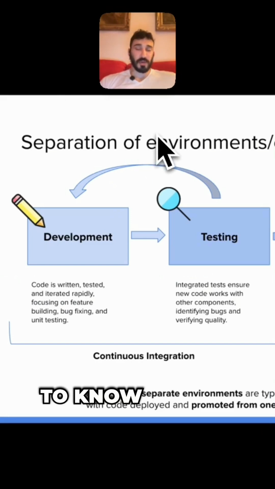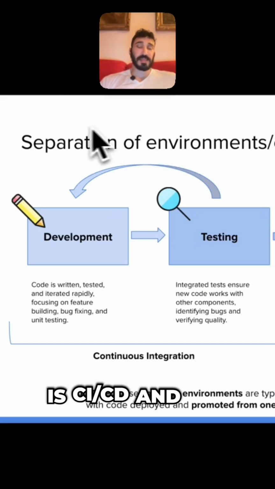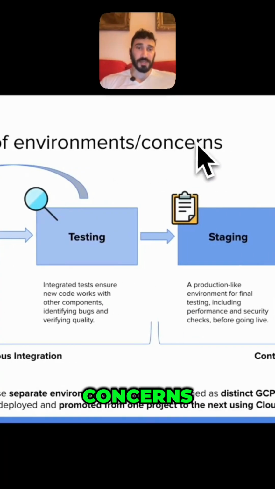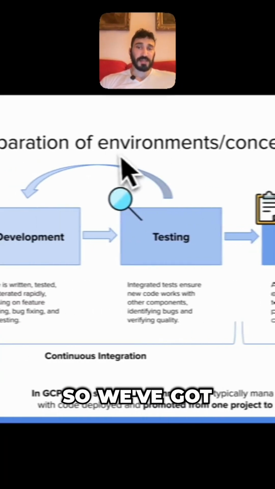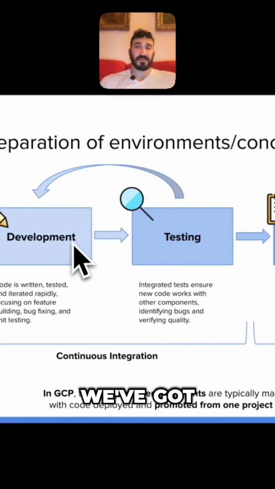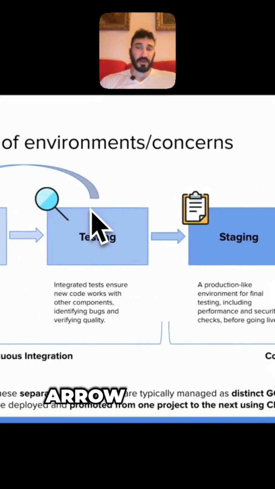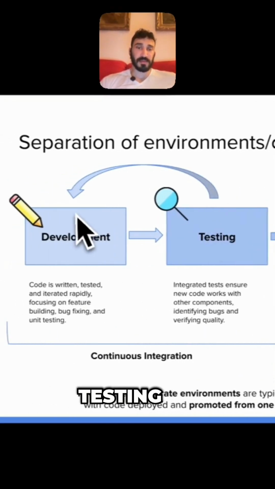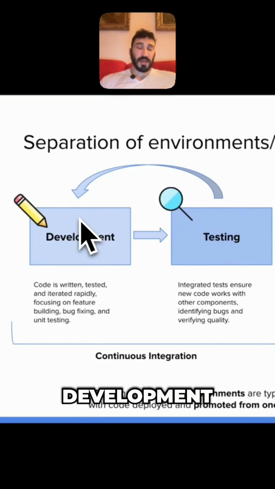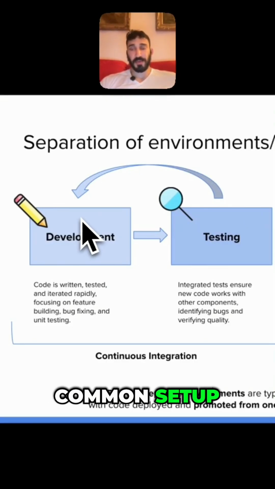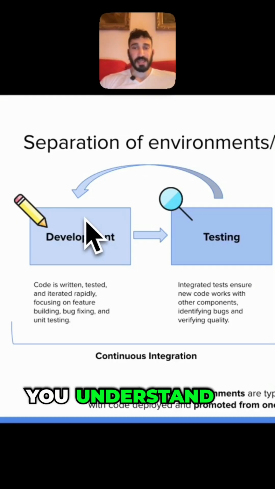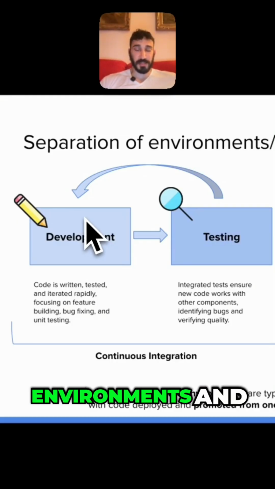Another thing you need to know for the Professional Cloud Architect exam is CI/CD and the separation of environments or concerns. So we've got several environments here. We've got development, testing, staging, and production. And we've got an arrow pointing back from testing to development. This is not the only setup that is valid, but this is a common setup, and it will help you understand at least the ideas and principles behind the separation of environments and concerns.